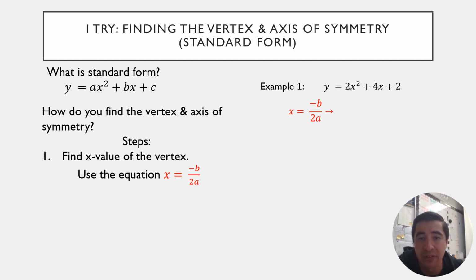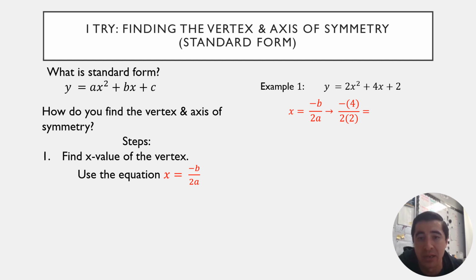Our b is sitting in front of the x, which is 4, and our a is sitting in front of the x squared, which is 2. So I'm just substituting the value for b as 4 and a as 2. So I should have the equation negative parentheses 4 divided by 2 times 2. And again, I like to use parentheses around my b value because sometimes it is negative. If it is negative, then we would have to multiply the negative times the negative and make it a positive. But here, we just have a 4.